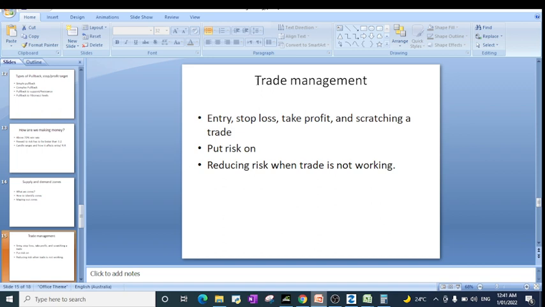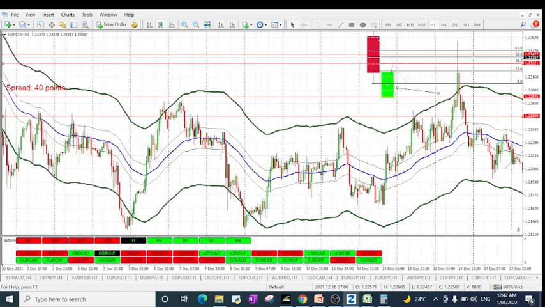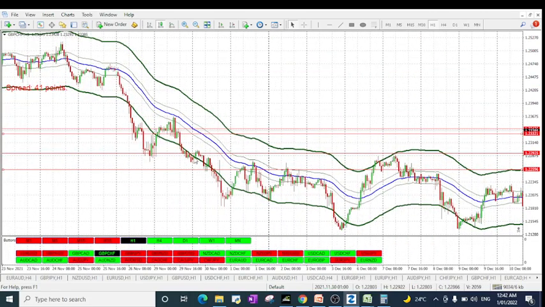So, trade management: entry, stop loss, take profit, and scratching the trade, putting on risk, reducing. The thing is, entry. I've talked about entry. So when we have a strong push on a higher time frame, what will this look like in a lower time frame? It's simple. On a lower time frame, you see each grid represents what happened in a day, but this is a 1 hour chart. So from here to here is a daily chart.